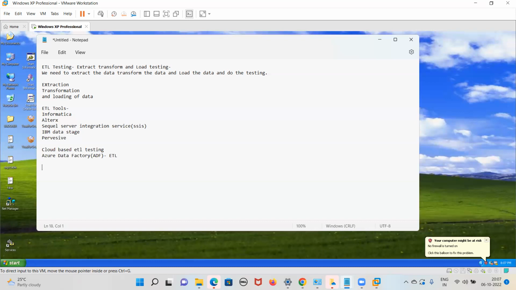And what do we do as an ETL tester? So there are two roles. First is the ETL test engineer, and there's something called as ETL developers. So both have separate responsibilities.